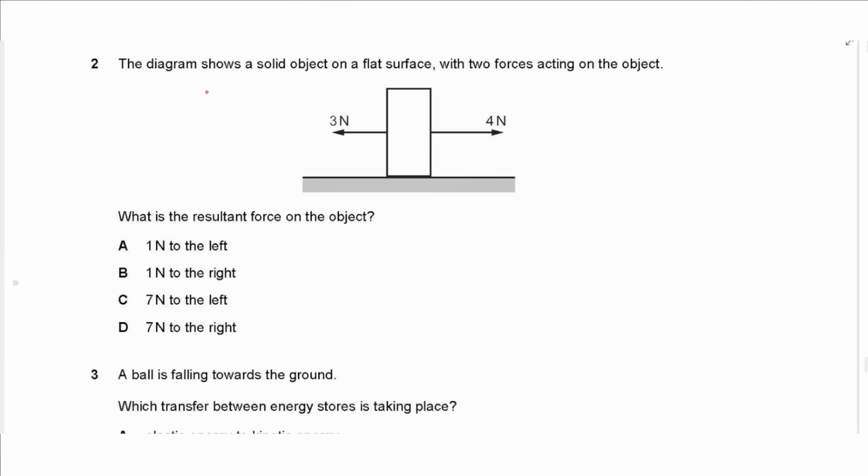Question 2 says the diagram shows a solid object on a flat surface with two forces acting on the object. What is the resultant force on the object? So we have two forces opposite to each other, so we consider one positive and one negative. So the total or the sum of the forces will be 4 minus 3, which is 1 Newton. And it is towards the greater force, which means that it is 1 Newton to the right. So the answer is B.